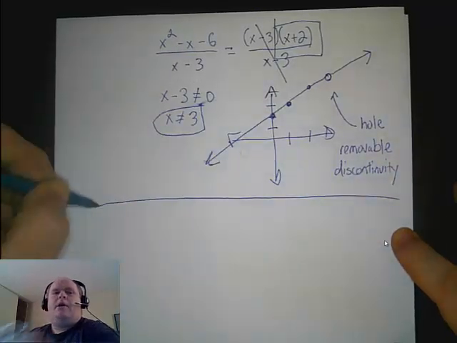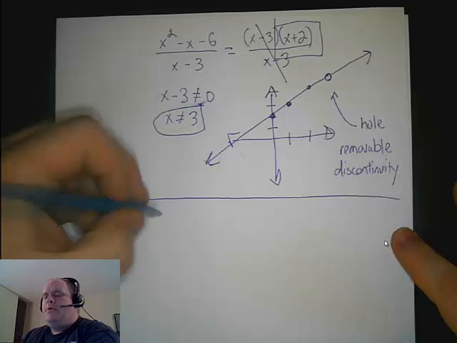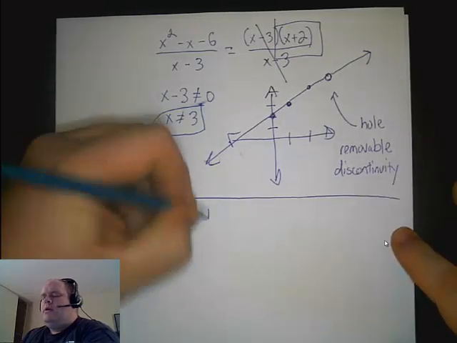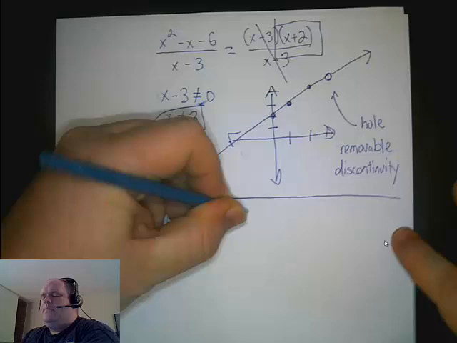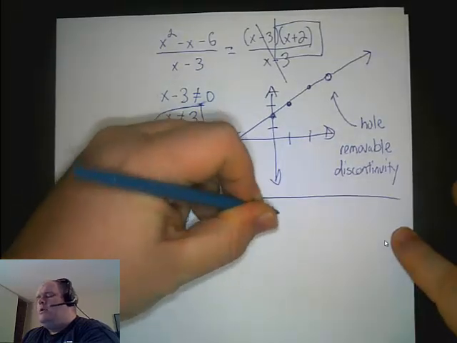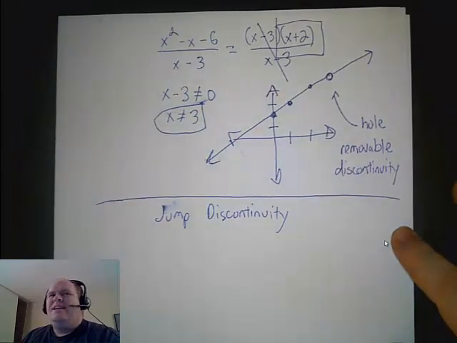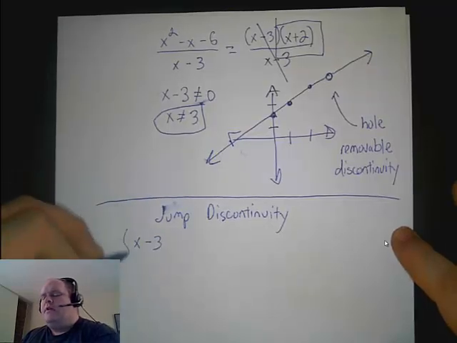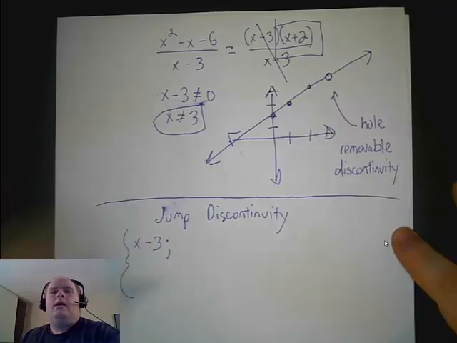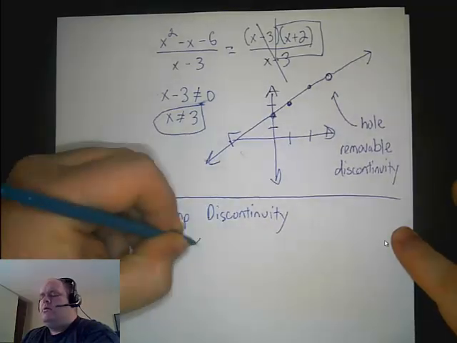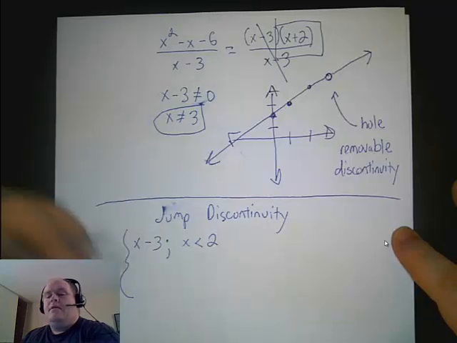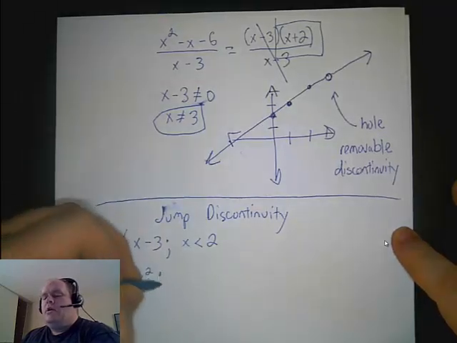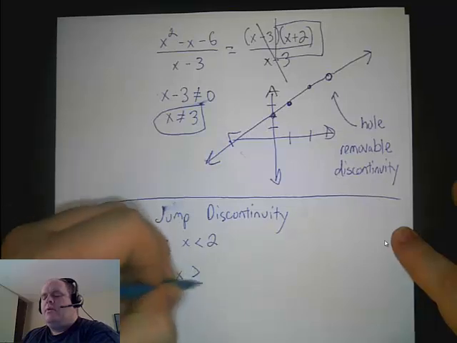The next type we're going to be talking about is a jump discontinuity. And a jump discontinuity, the most common occurrence is when it's a piecewise function. So if I was to give us the following function and I said x minus 3 is the function when x is less than 2. However, we're going to say that the function is x squared when x is greater than or equal to 2.